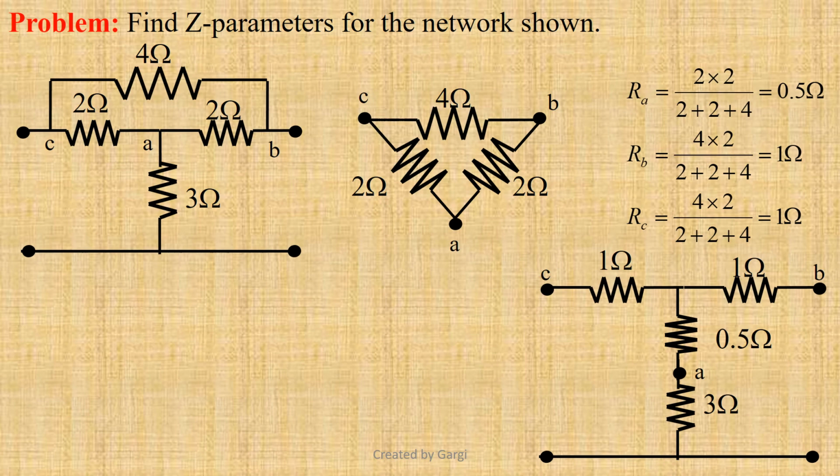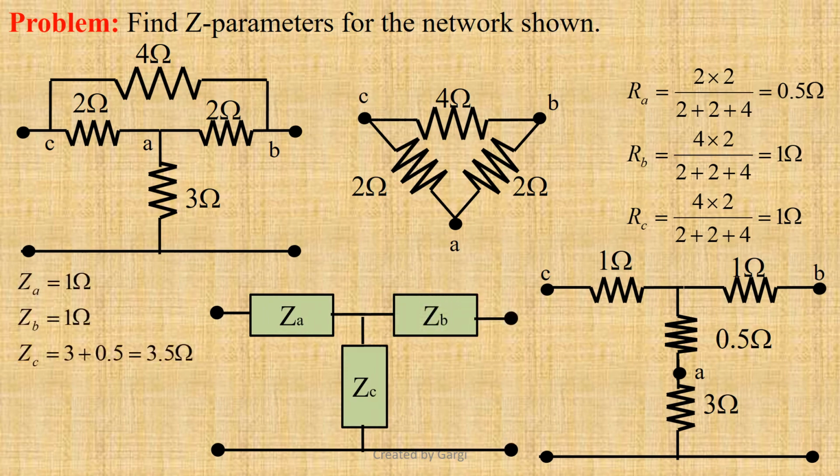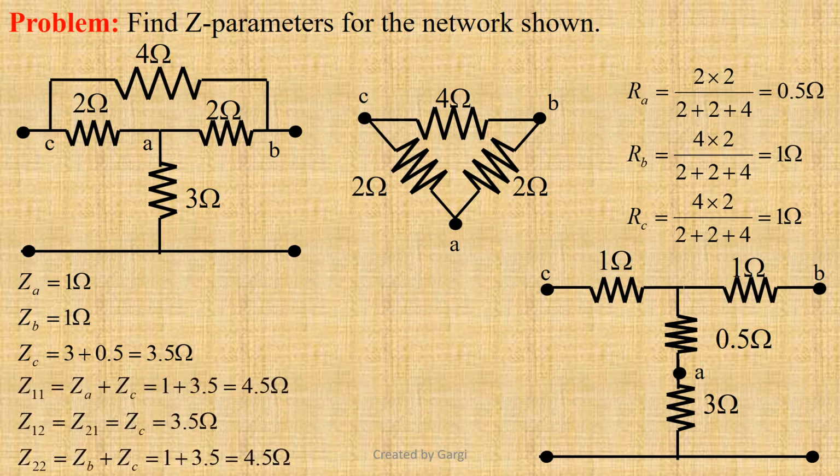So it becomes like this. It looks like a resistive T network. If we compare it with the generalized T network, we get ZA equals 1 ohm, ZB equals 1 ohm and ZC equals 3 plus 0.5, that is 3.5 ohm. Therefore, Z11 equals ZA plus ZC equals 1 plus 3.5, that is 4.5 ohm. Z12 equals Z21 equals ZC, that is 3.5 ohm. Z22 equals ZB plus ZC, that is 1 plus 3.5, that is 4.5 ohm.